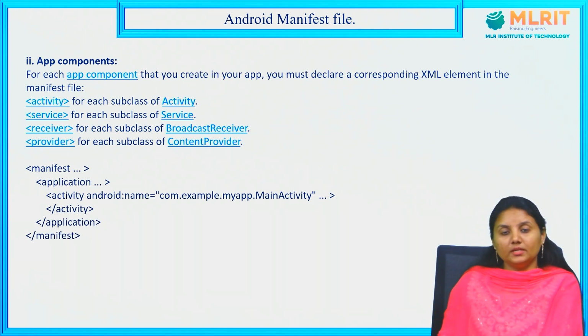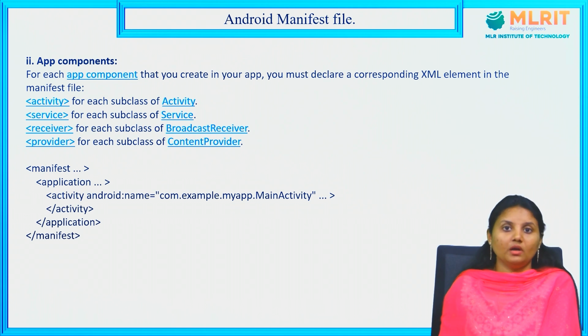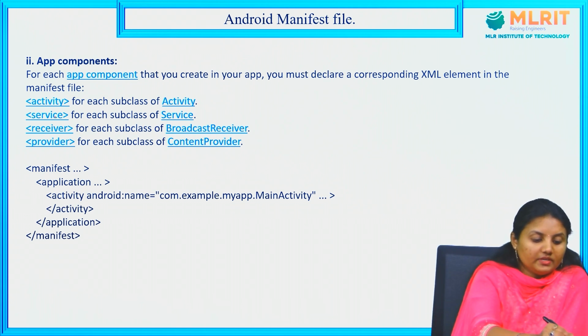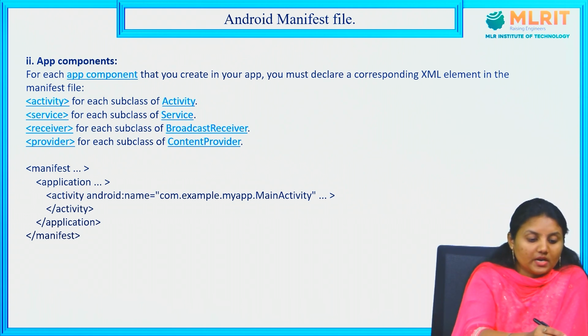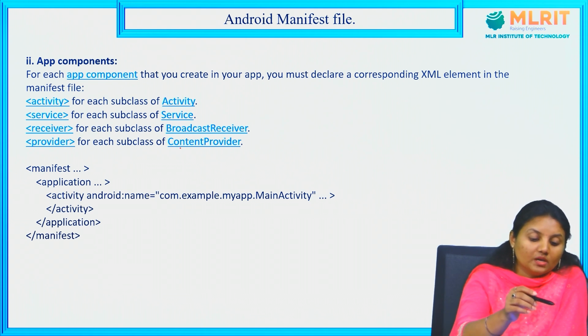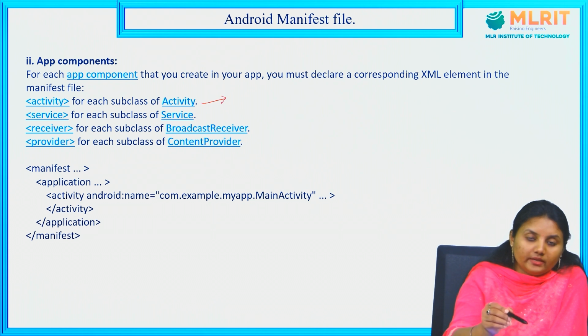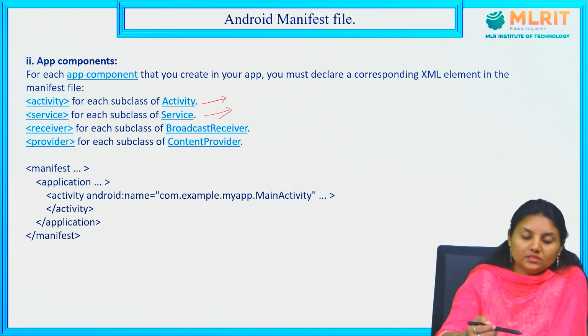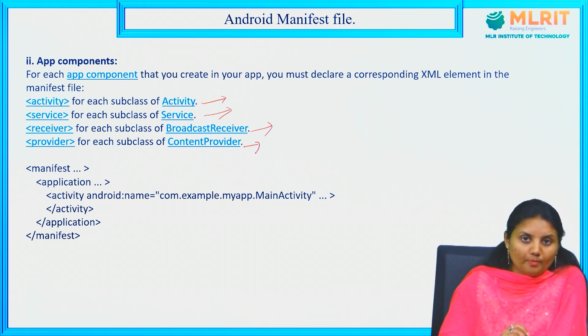App components. As we have discussed, the building blocks of Android: activity, service, broadcast receiver, content provider. For each app component that you create, you must declare the XML elements in the manifest file for these things. Activity is like your XML. Service is for different services like sending messages, getting pop-up messages, pop-up boxes and all. Broadcast receiver, one to many or many to one. Content provider, all the different view system components and all the components of your activity. So how do you declare them?